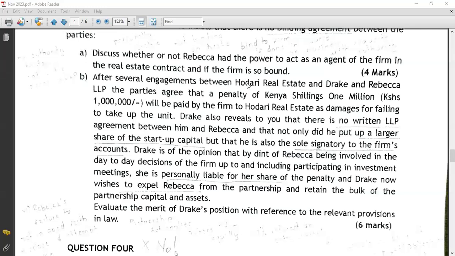So from this, the action that Drake wants to take is to dissolve the partnership. No, he does not need to. He is not dissolving. He wants to expel her. Does section 13 apply? 13 doesn't apply. Okay, look at where we are saying first schedule. Remember, we say that if there is no provision, you go to the first schedule. Look at first schedule, rule 11. That is page 30.